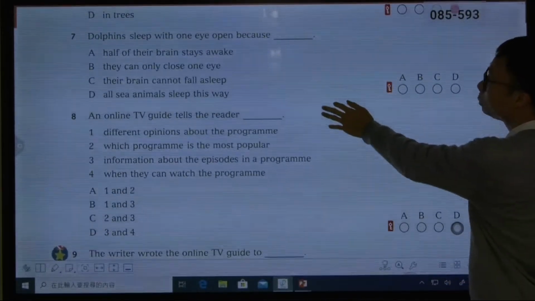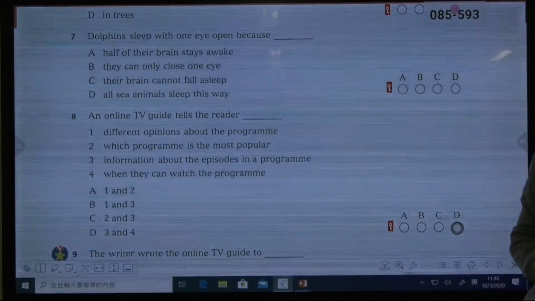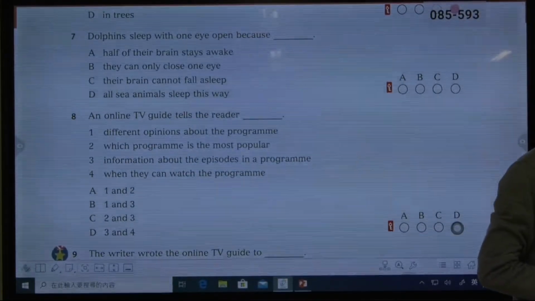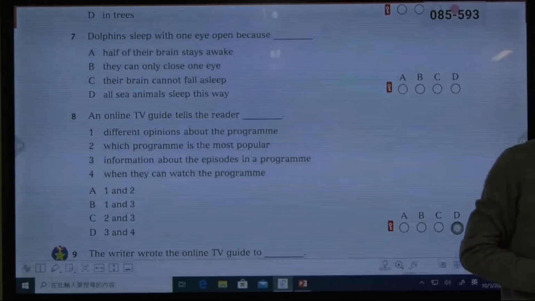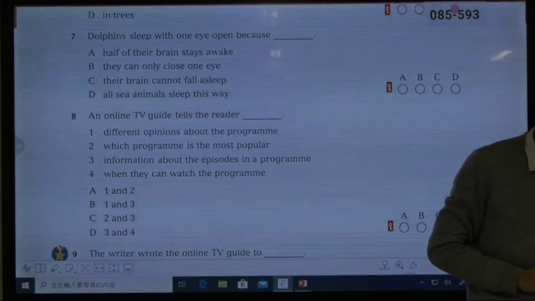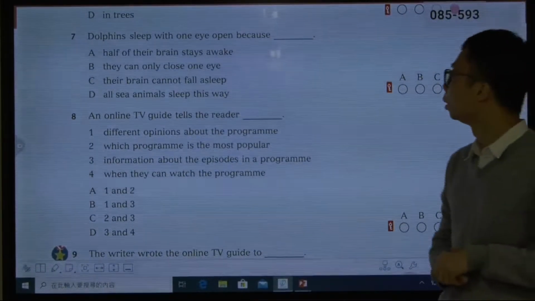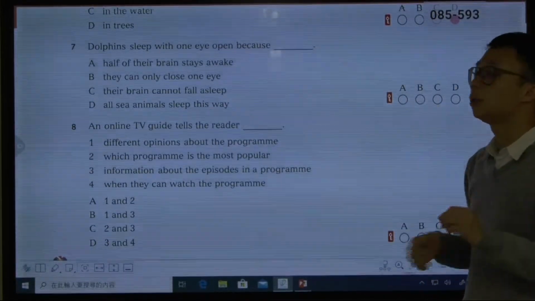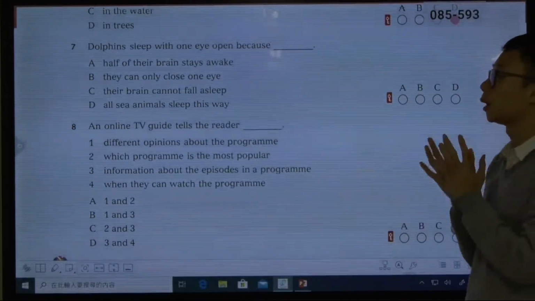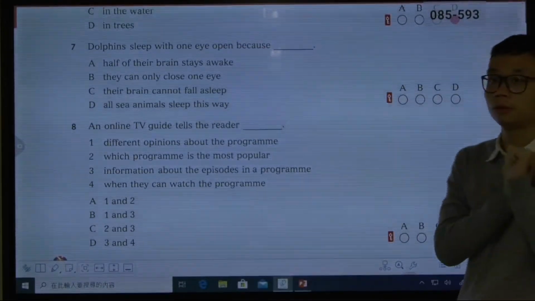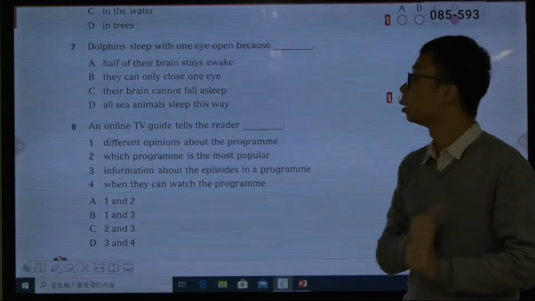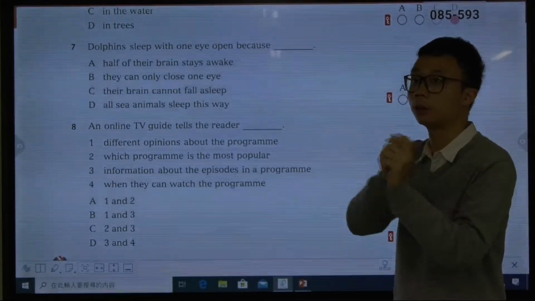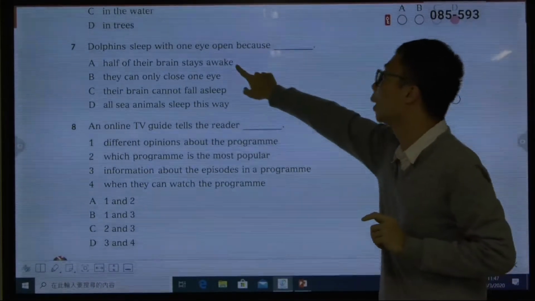Okay. Question number 7, dolphin sleeps with one eye open, because this one required a little bit of thinking. So in episode 2, they talk about dolphins sleeping with one eye open because half of the brain sleeps at a time. Okay, half of the brain sleeps. So when you sleep, what is the opposite of sleeping? Maybe waking. So that just means half of them is sleeping, so the other half is awake.